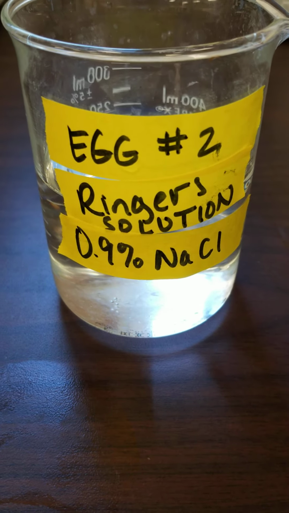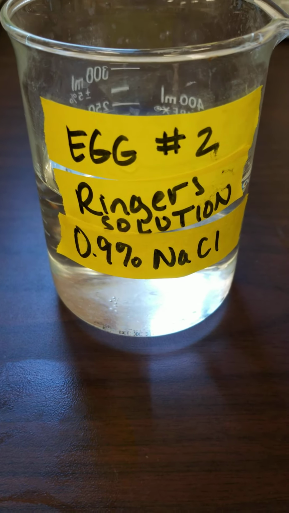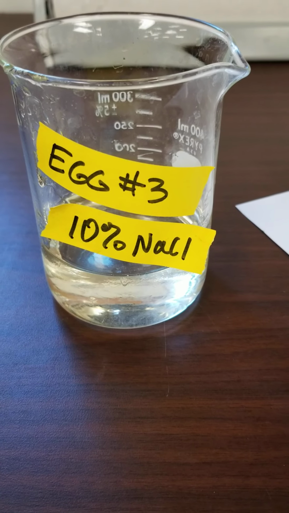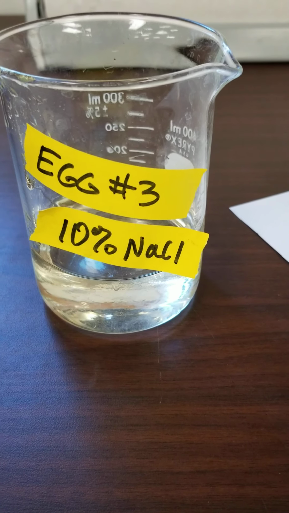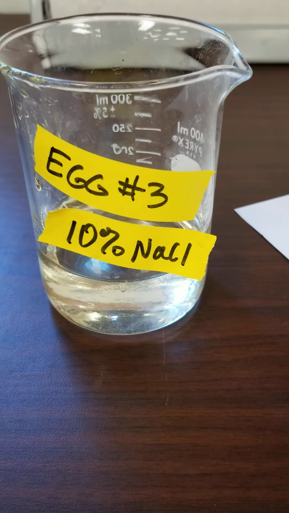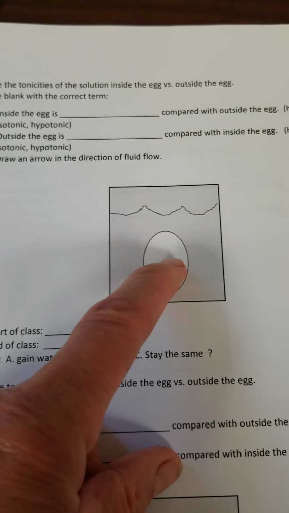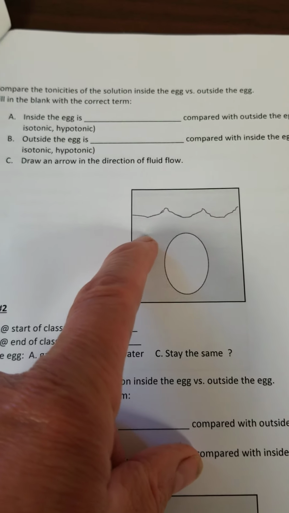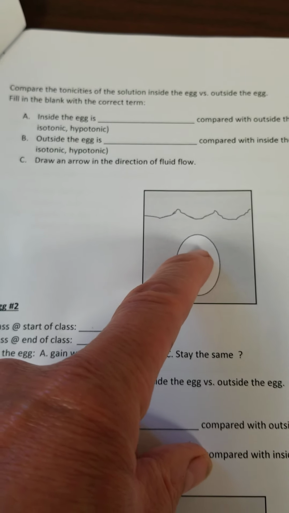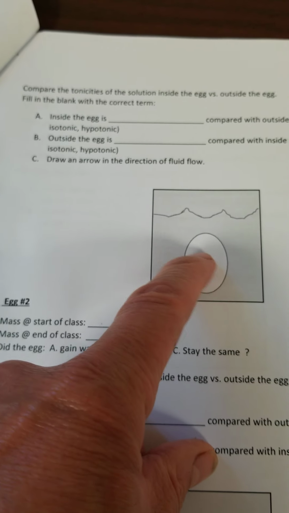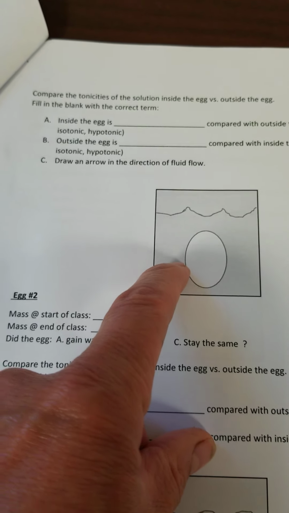The second egg is going to go in a Ringer solution. And the third egg is going to go into a solution that's going to mimic a 10% sodium chloride solution. We're going to put it in Karo syrup. In the picture, you're going to draw an arrow and tell me whether the egg lost fluid, gained fluid, or stayed the same, okay? And you're going to do that for each of the eggs, eggs 1, 2, and 3.